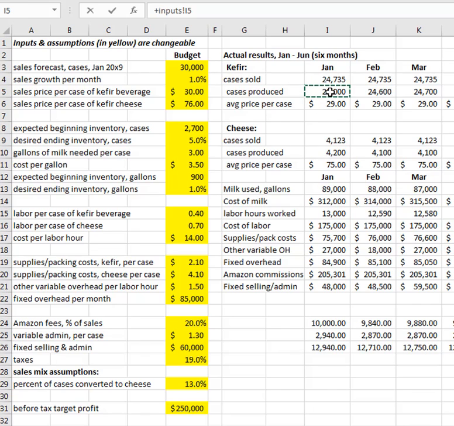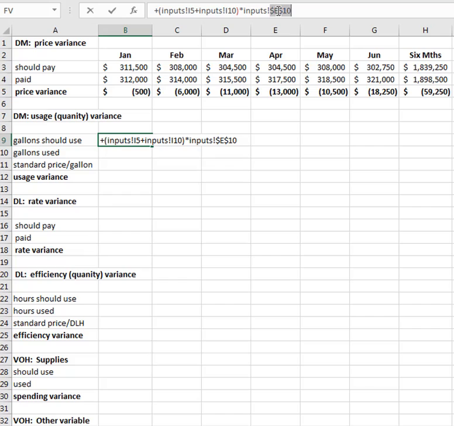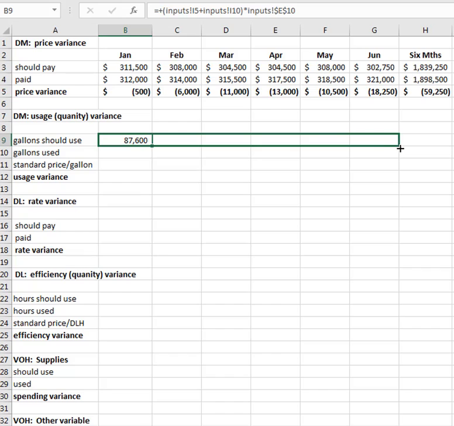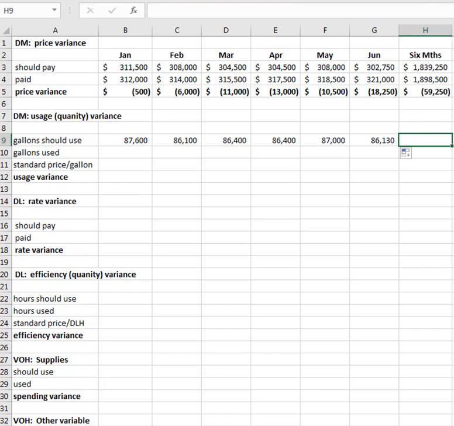produced. So we have these cases plus these cases, and for each of those you should have used 3 gallons. And let's put our brackets in here so we have our order of operations correct. And then for the 3 gallons we can anchor that. All right, so we've got the production of kefir and the production of cheese, and we added those together and multiplied that times the 3. All right, and then since we anchored that, we should be able to pull that over, and then we can add that up.